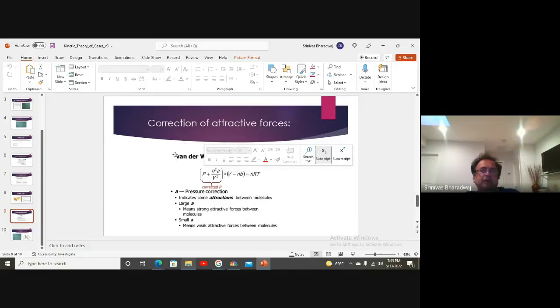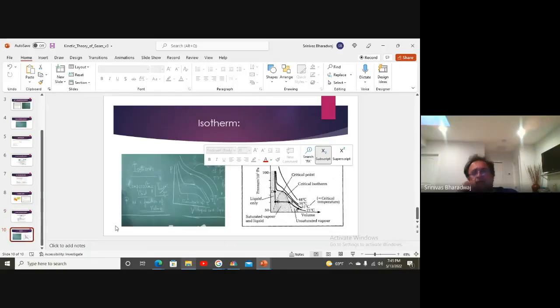So the corrected P is this one: P plus n square A by V square. This is the pressure correction, and this is the excluded volume. So you correct for the pressure and you correct for the volume in the van der Waals equation for a real gas. Now isotherms behave in certain ways. An isotherm is what? Constant temperature.